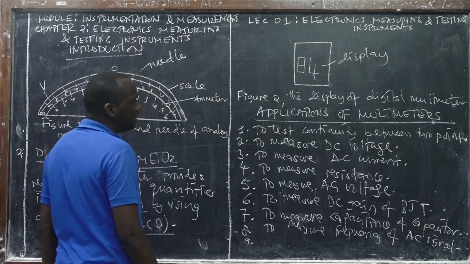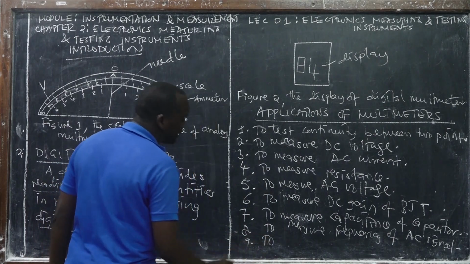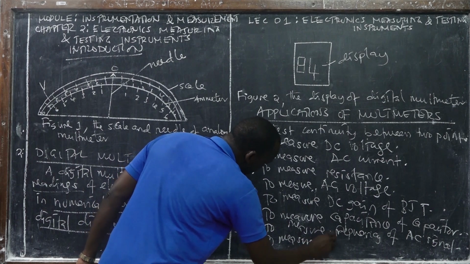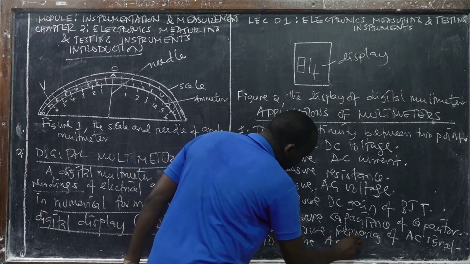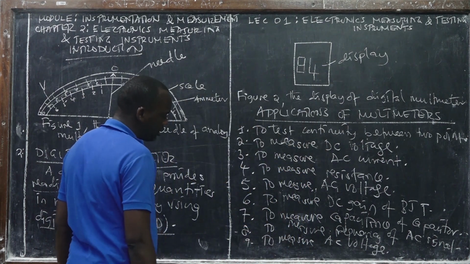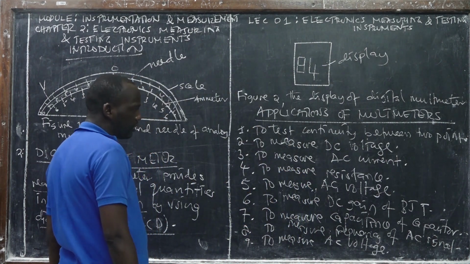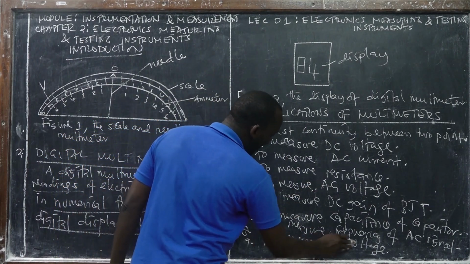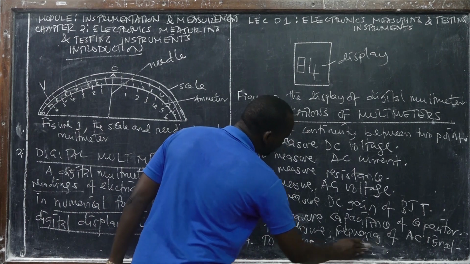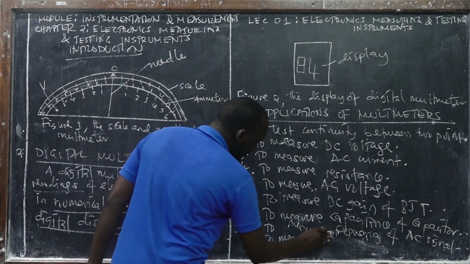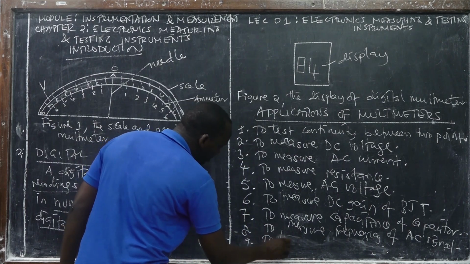Okay, number 9. Also, multimeter is used to measure AC voltage. AC what? Voltage. Where is AC voltage? No, that is DC voltage. This one, number 5, okay. Resistance? Ready.